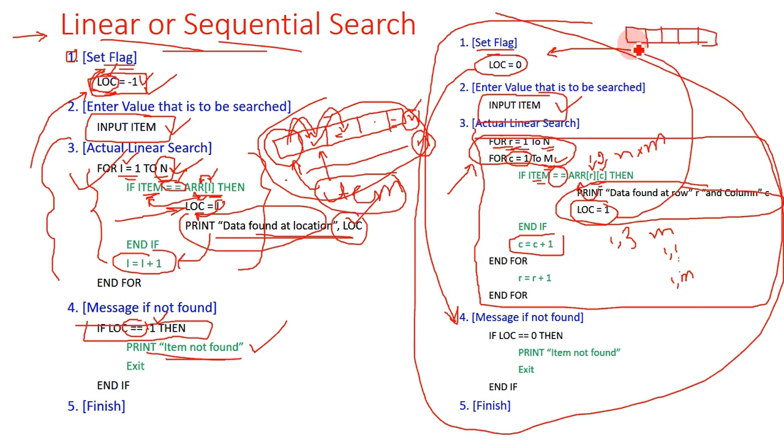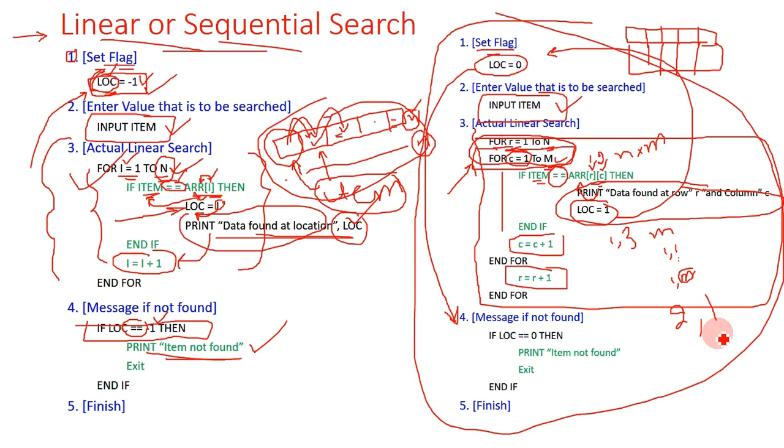Okay, then if the item is not found at the mth column, the inner loop will be terminated and the row value will be incremented by 1. Again the second row process will start, where the second row values will be compared with the item. So for the second row, the r value is incremented to 2. Okay, so the inner loop again starts, and the column will start from 1.